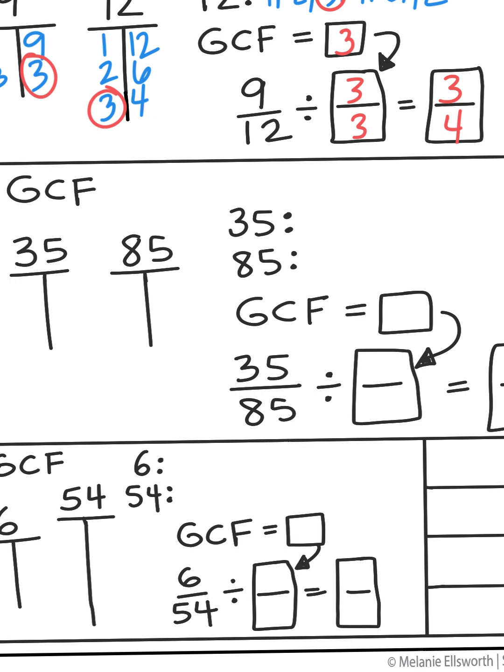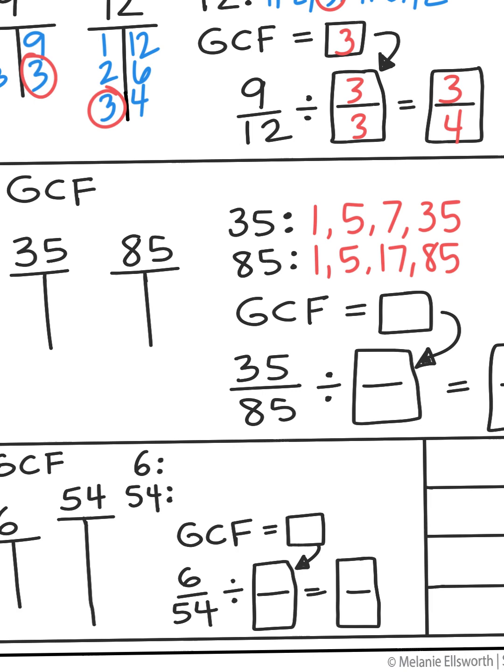I'm just going to list all of my factors that make 35. So 1 does. 3? No. 4? No. 5 does, 7, and 35. For 85, my factors are going to be 1, 5, 17, and 85. Where does 17 match up with the 5?